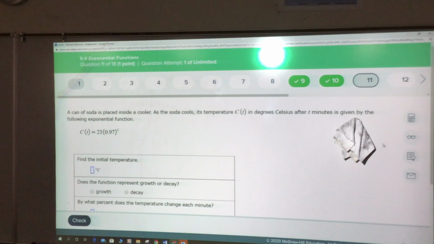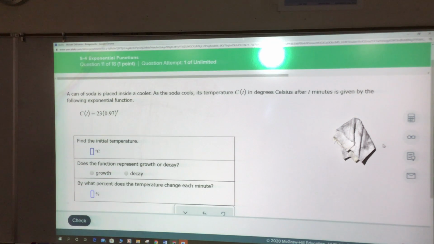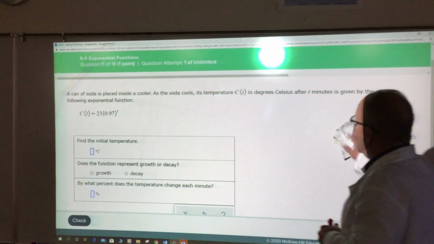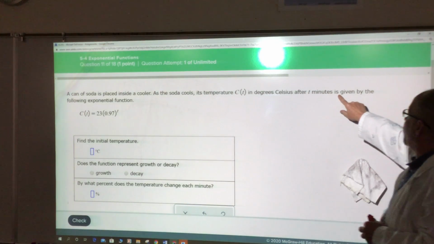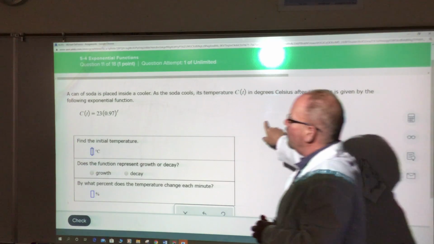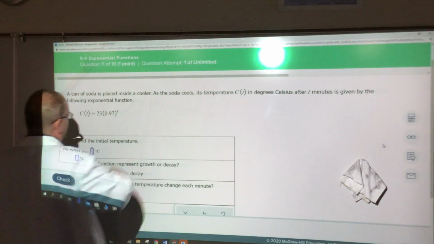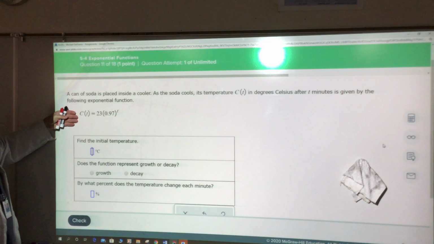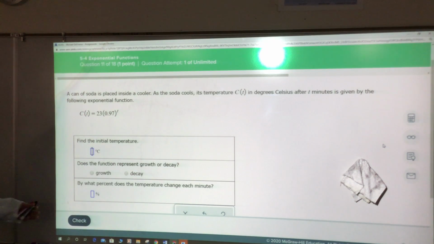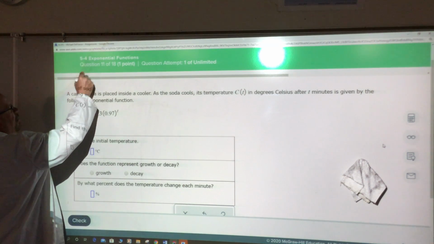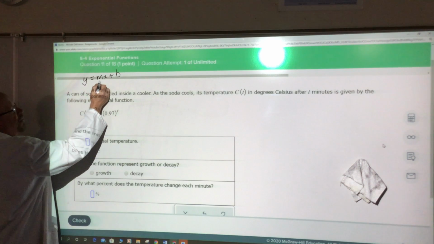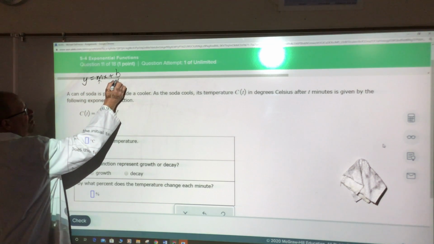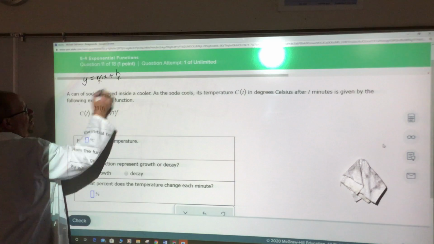So, a soda can is placed. As the soda cools, its temperature in degrees Celsius after t minutes is given by the following exponential function. And this is how we use these things. Okay, so this is pretty good. Now, remember we had y equals mx plus b. That was linear. Okay, this was our change. This was our beginning, right?